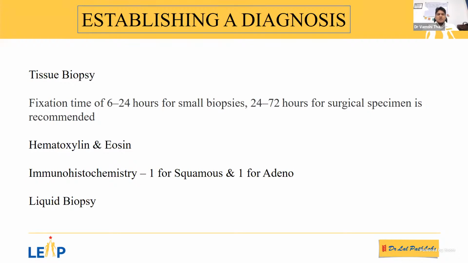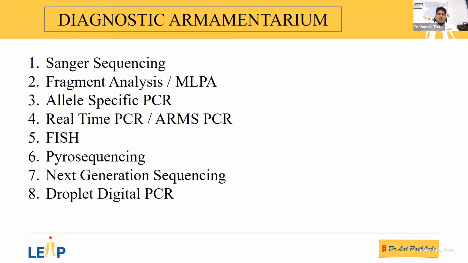And liquid biopsy is one more. It's not really a recommendation, but it is a standard practice of care, at least in the US, to establish a diagnosis of non-small cell lung carcinoma. We have lots in the diagnostic armamentarium in the laboratory to look at various mutations present in non-small cell lung carcinoma, starting from Sanger sequencing, a fragment analysis that we look at for your MET exon 14 skipping mutation, ASPCR, real-time PCR, ARMS PCR, which is the usual companion diagnostic in the form of TheraScreen for your EGFR mutations, FISH, pyrosequencing, next-generation sequencing, and droplet digital PCR.